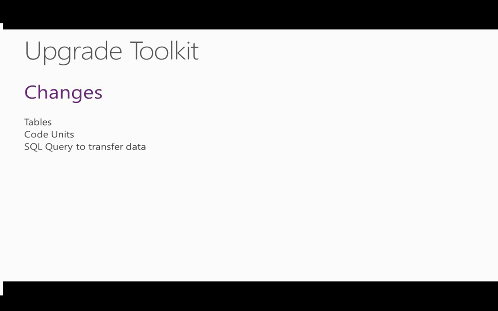The second change made in the upgrade toolkit is the creation of 2 new codeunits specific to move dimension. The third and the most important change that we have made is the way you move dimension records from the old version to the newer one. Using the 2 codeunits, we create a SQL query to move dimension from the old version to the newer one.